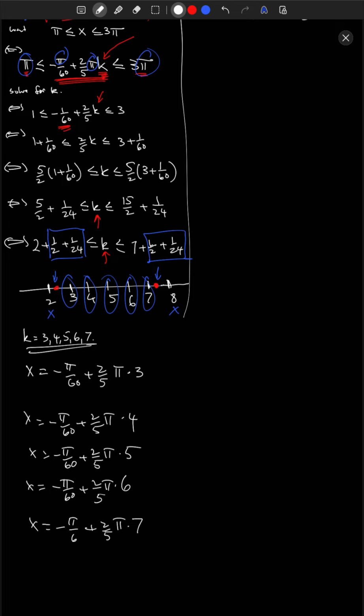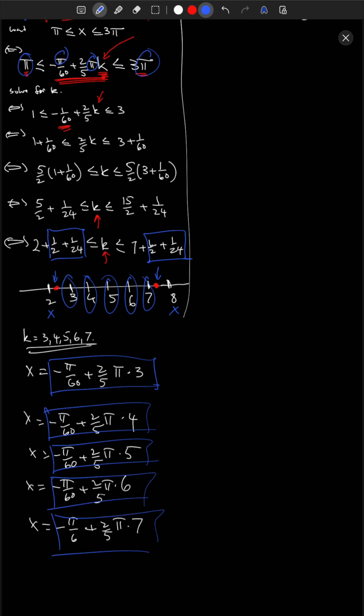All right, I want to write these down to emphasize the fact that all of these guys are just numbers. This is a number, that's a number, that's a number. There's no more unknown things on the right-hand side. There's no k's or anything like that, right? It's all numbers. And in fact, if you wanted to, you could just compute what these fractions actually are, right? So for example, this very first one is minus 1 over 60 plus 6 over 5 times pi, right?